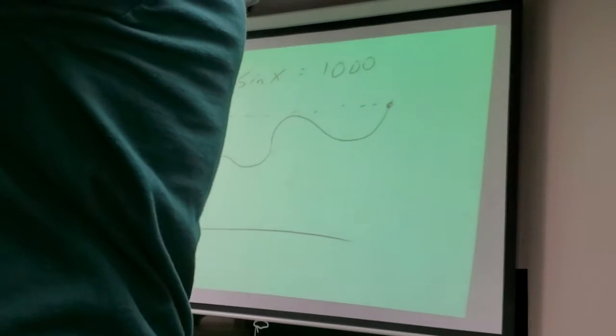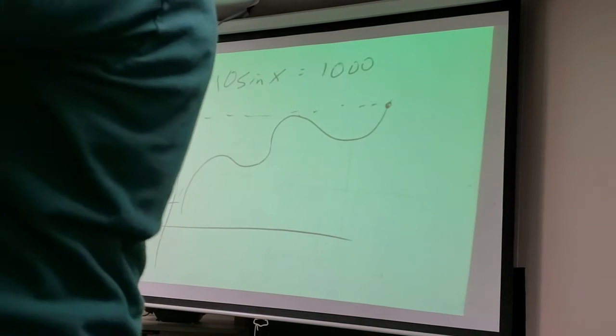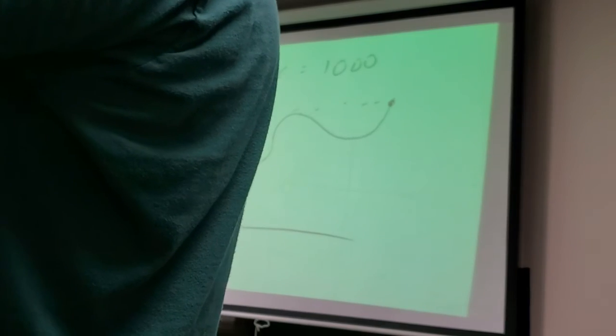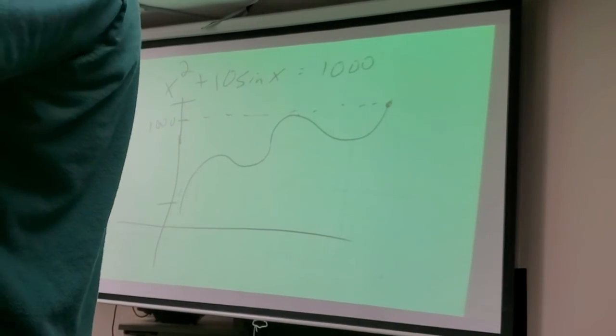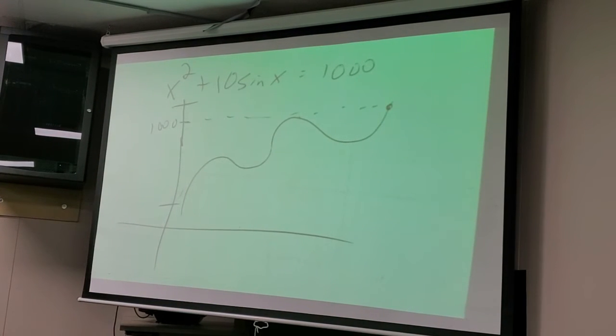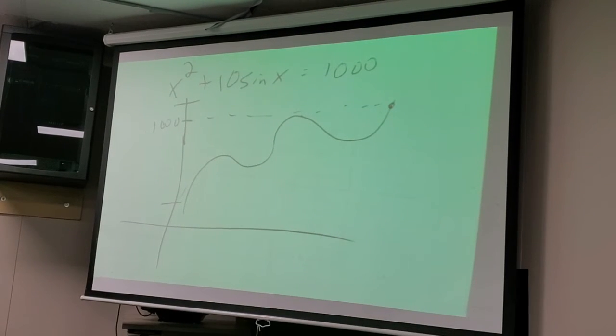So if it has an output at 0 and it has an output at 1,000,000, of course it has an output at 1,000 because it's continuous. It can't skip. Does that make any sense? Some of you guys are giving me thumbs up, and the rest of you are like this.